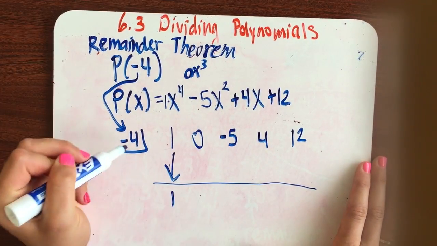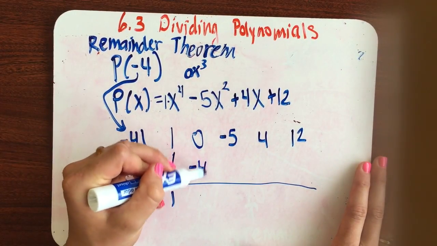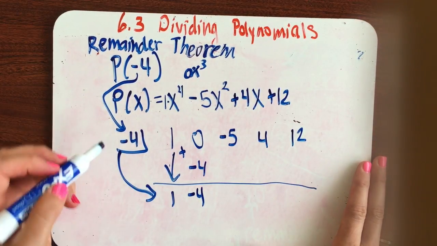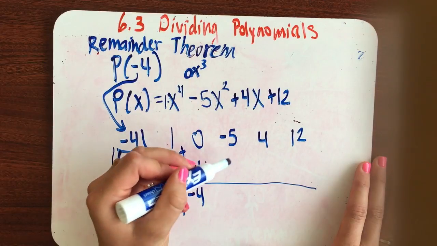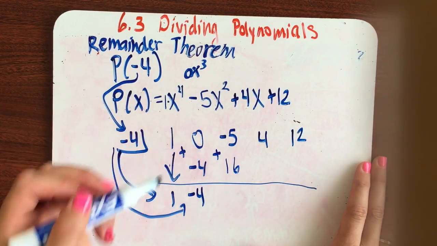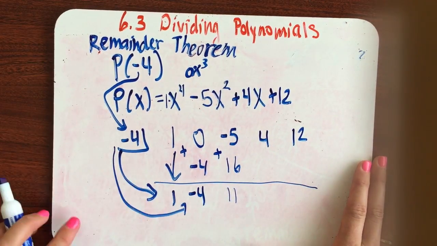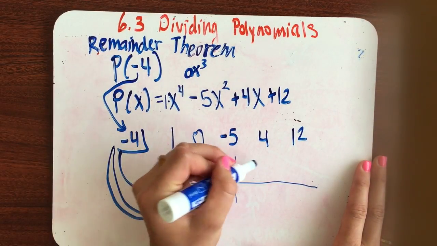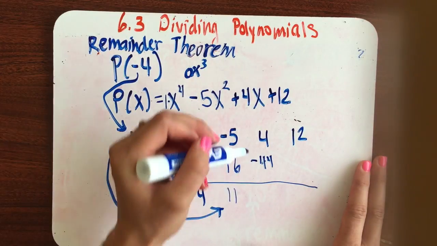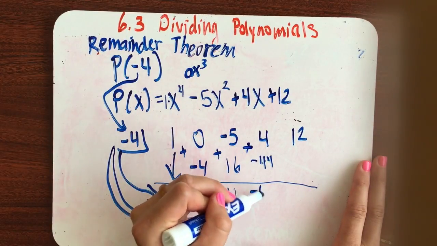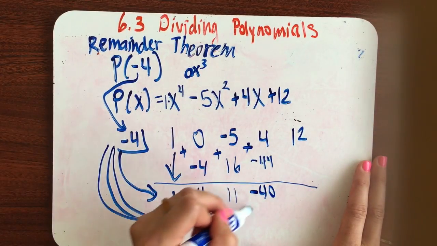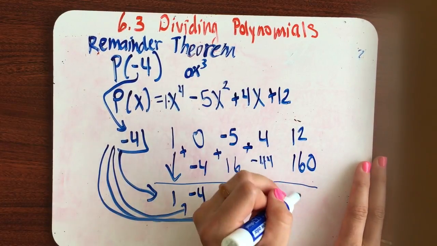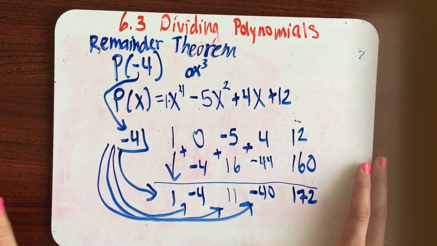We bring down the 1, we multiply and get a -4. We add 0 plus -4 is -4. We repeat, -4 times -4 is 16. We add, that will give us an 11. We keep repeating, -4 times 11 is -44. We add, and we get a -40. We multiply, we get a 160. And then finally we add and get a 172.